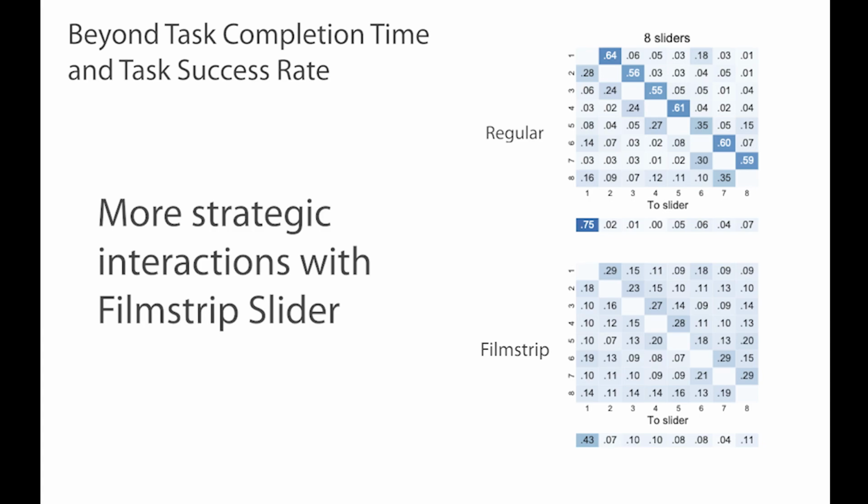We observed fundamentally different interaction patterns depending on which set of sliders the users were working with. They were more strategic in deciding which slider to adjust next when using the film strip sliders. Each cell in this graph represents the probability of switching from one slider with the IDs given in the rows to another slider with the IDs given in the columns. The high transition probabilities on the diagonal for the regular slider variant mean that users naturally adjusted the sliders from top to bottom in the absence of the visual information.